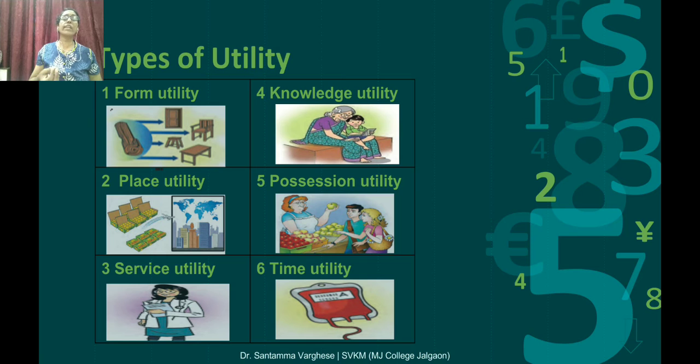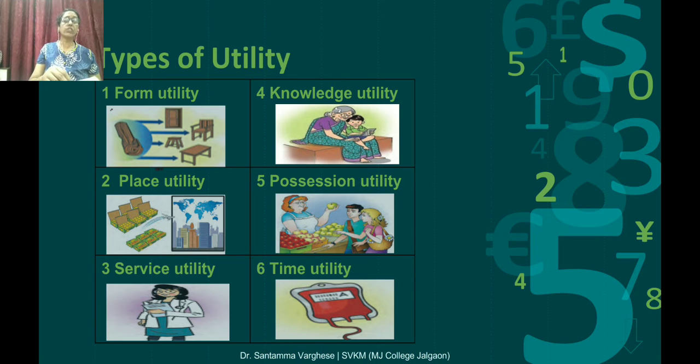So knowledge utility means that when you have particular knowledge and are able to use a particular thing, that knowledge becomes useful for the use of that product. In the utility chapter, all these things are very important because we have to understand the use of different things. Fifth one is possession utility.